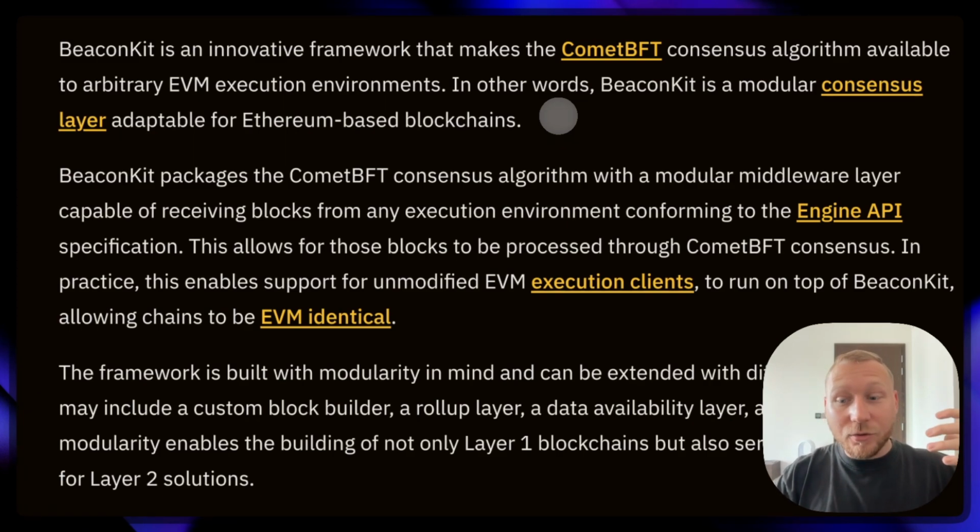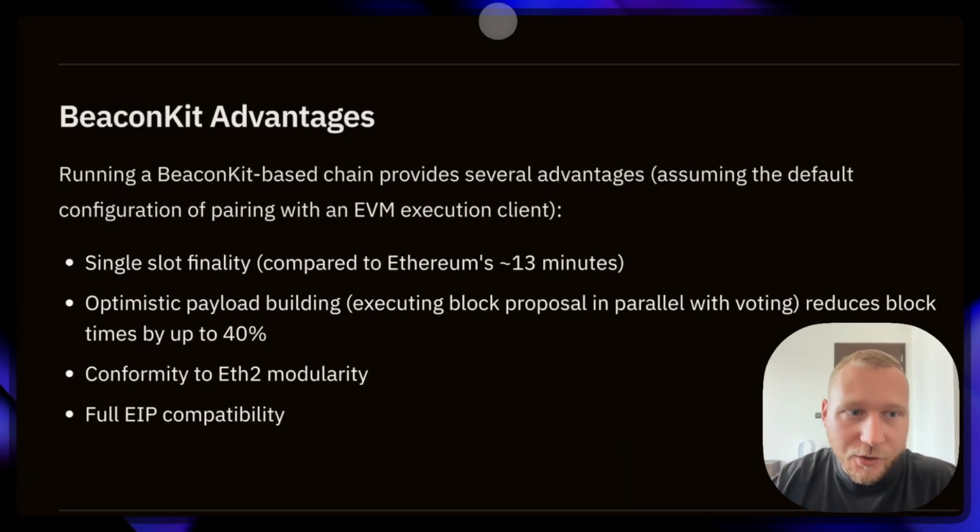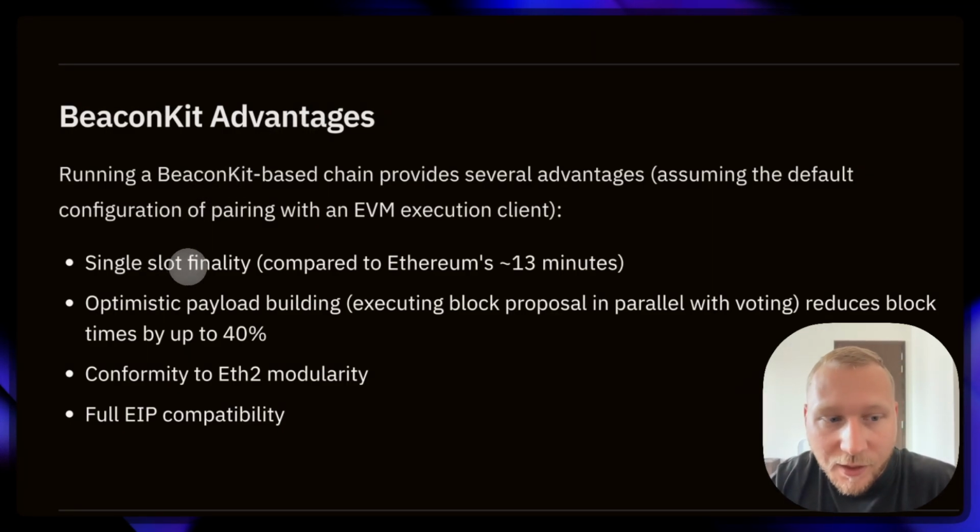And that was actually true at that time, because at that time, Polaris, which was their framework that now evolved into BeaconKit, was built on the Cosmos SDK. However, to this day, BeaconKit still leverages the core consensus algorithm of the Cosmos ecosystem, which was previously called Tendermint and is now called Comet BFT. And the main advantages for BeaconKit are that it is much, much faster and enables single slot finality compared to Ethereum's 13 minutes and just executes block times much, much faster.